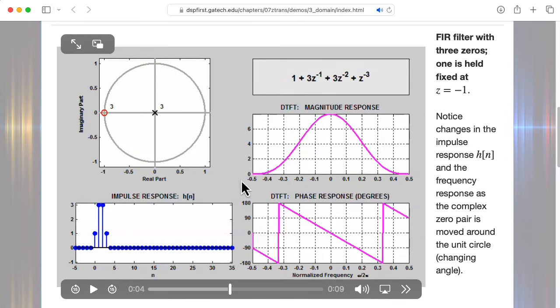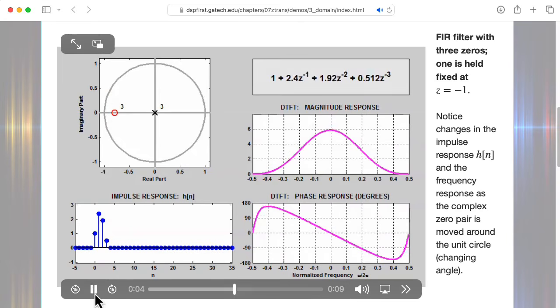Now we have a very wide valley at omega hat equals pi because we have 3 zeros at one location. And then they split off like this.